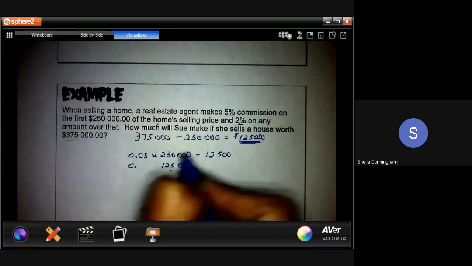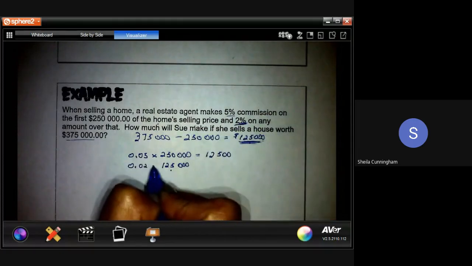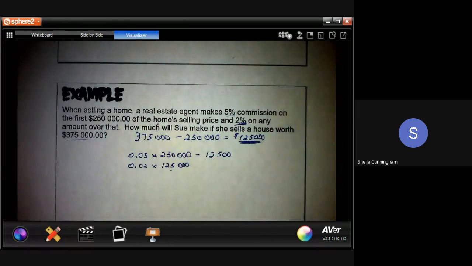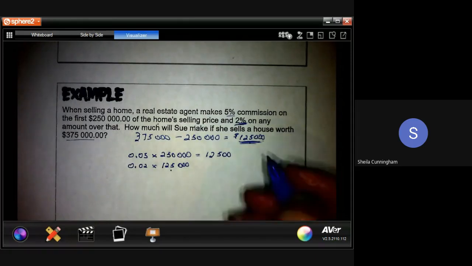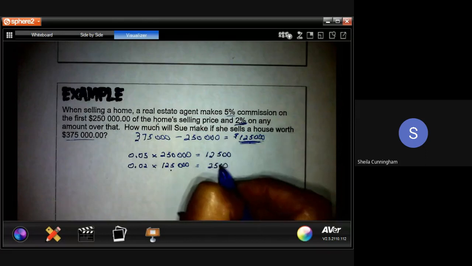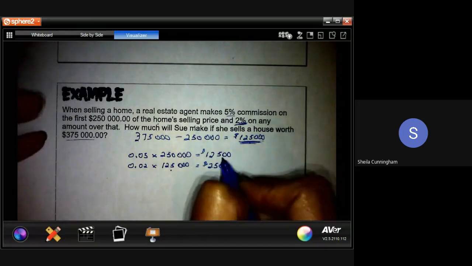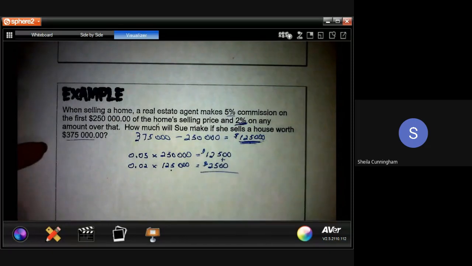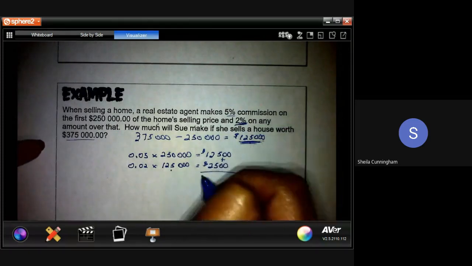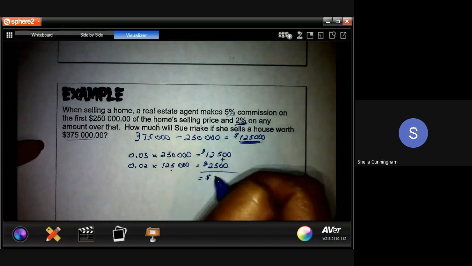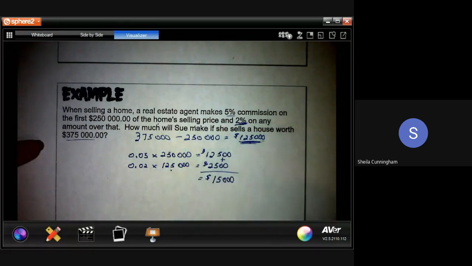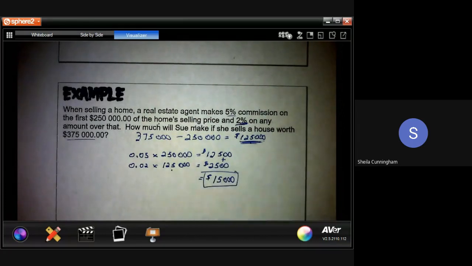This 125,000 though was at 2%. So 0.02 times 125,000, which gives us 2,500. So that gives Sue an additional 2,500 on her commission. So again, we're adding these two together. We take the 2,500 plus the 12,500, and we find out that her commission was $15,000. Now again, that's before deductions, but that's exactly what she ends up with.